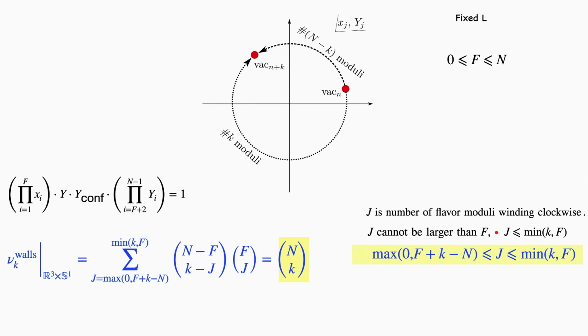Some of them can be quark moduli, and others can be monopole moduli at finite L. But this is just simple combinatorics. You introduce J, a number of flavor quark moduli winding clockwise. Clockwise means like this. And then you split all moduli into flavor and monopole moduli and calculate separately the combinatoric number, because J can change in this interval.